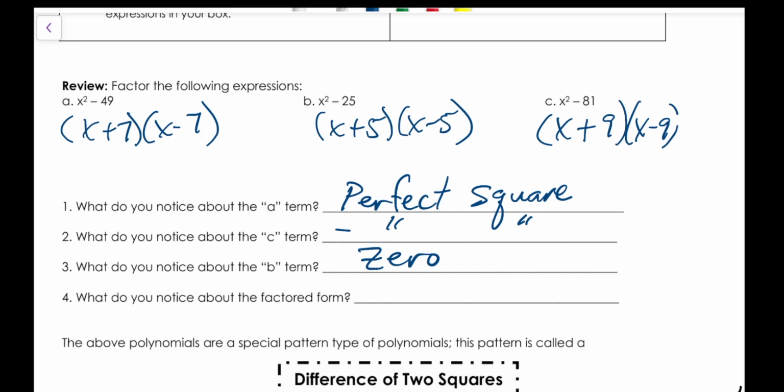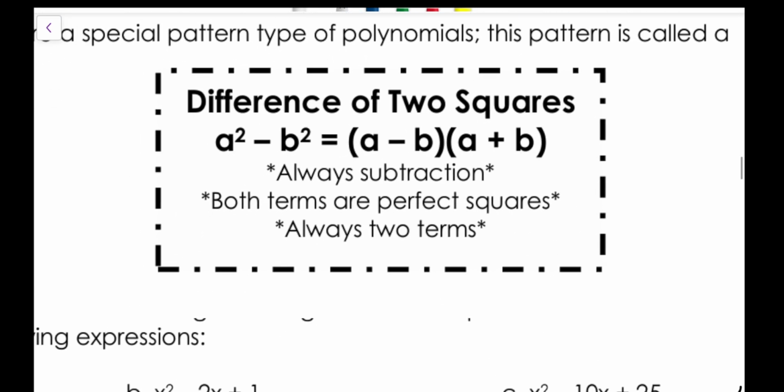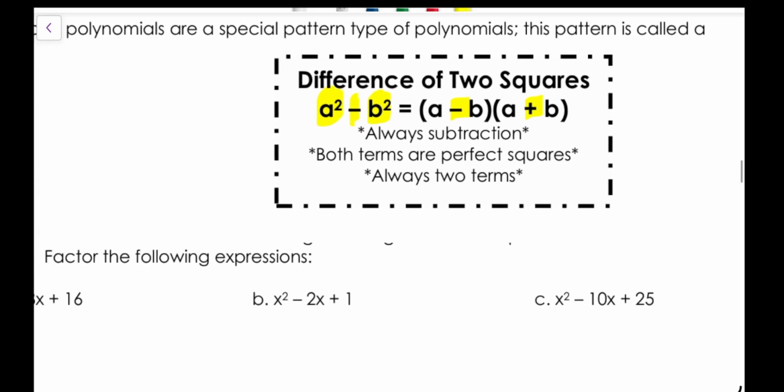What do I notice about the factored form? Oh, it's very predictable. It's a plus and a minus, and it's filled in with the square roots. So the difference of squares pattern has that square minus square, ends up with a minus and a plus, and is filled in with square roots. And it's always two terms.